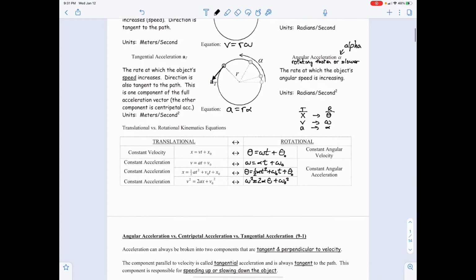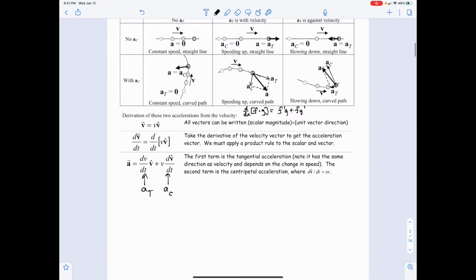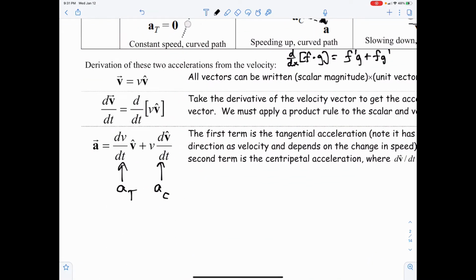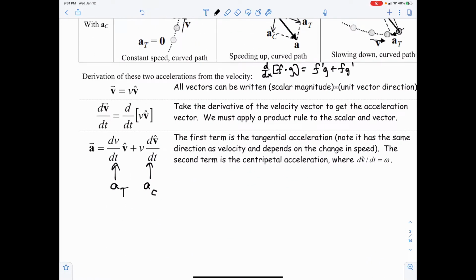Now, with that said, let me use that down here. You see, we know that the derivative of this unit velocity vector is going to be omega, and omega itself is v over r.